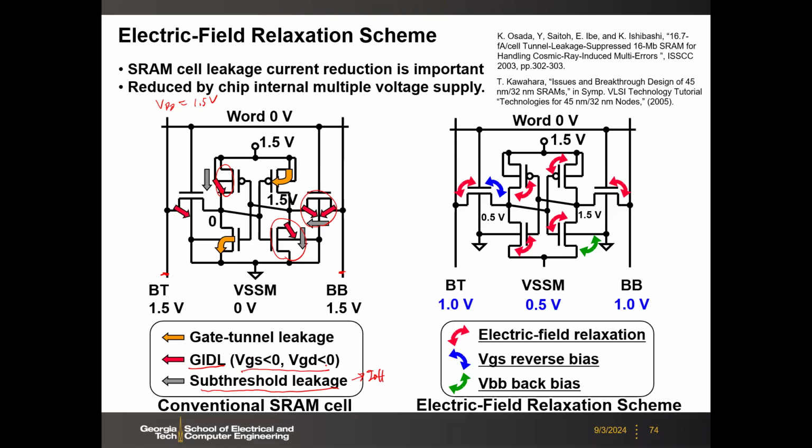When your VGS or VGD is negative. So basically your gate potential is lower than the source or the drain. That's for NMOS, okay? Then that will have the GIDL current. Or let me show you what GIDL current is. If you still don't understand what GIDL current is, then I will draw some ID-VG for you.